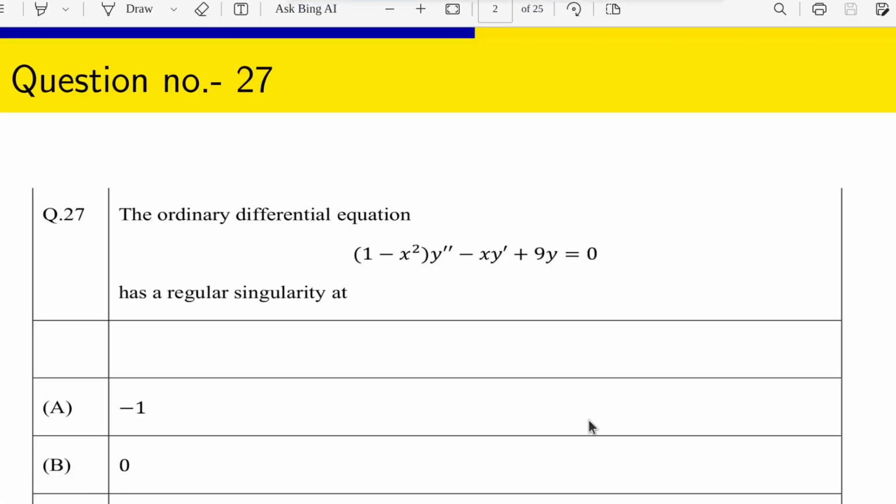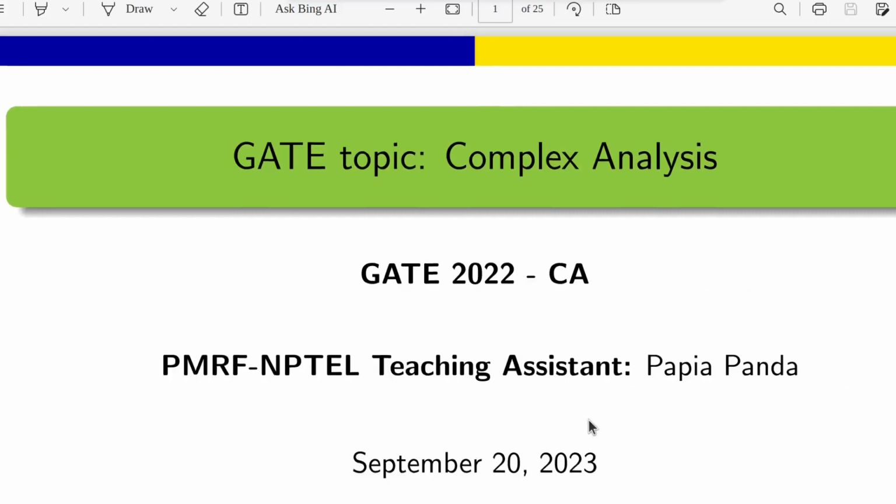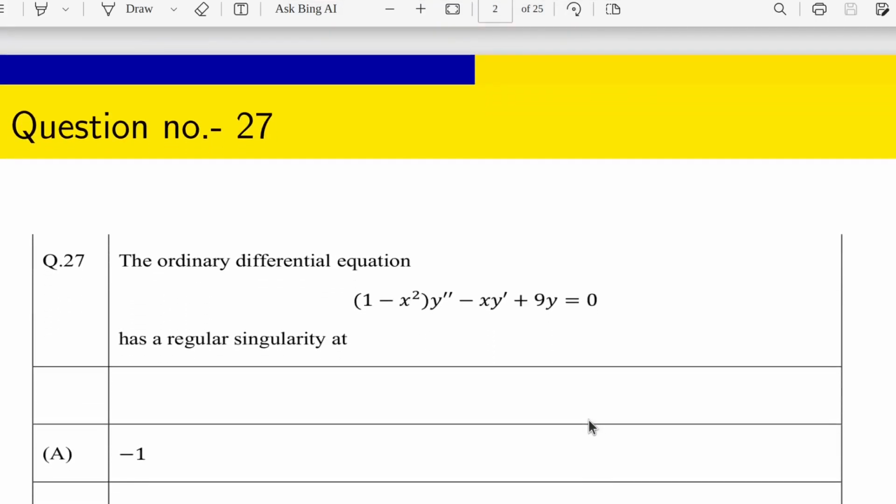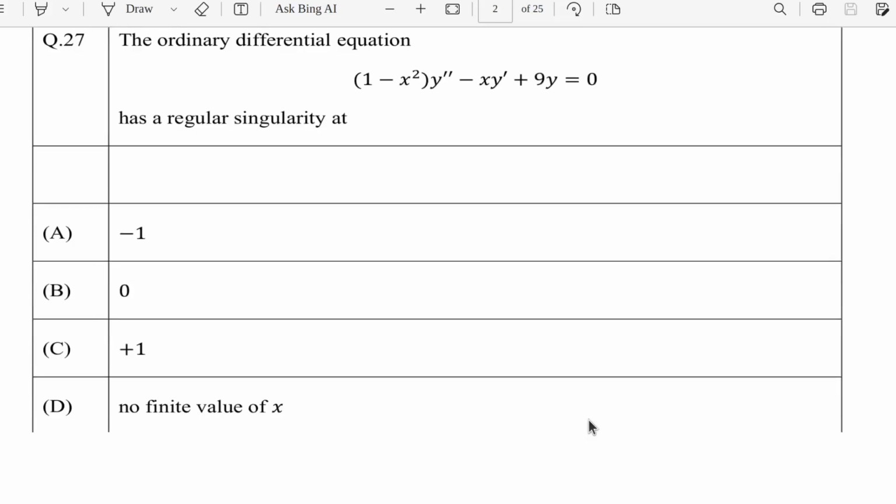The first question is from 2022, and this is about the complex analysis part. It is question number 27. The question is: the ordinary differential equation 1 minus x square y double prime minus x y prime plus 9y equals 0 has a regular singularity at which point? There are 4 options: minus 1, 0, plus 1, and no finite value of x. We have to calculate at which point we can get a regular singularity from this differential equation.